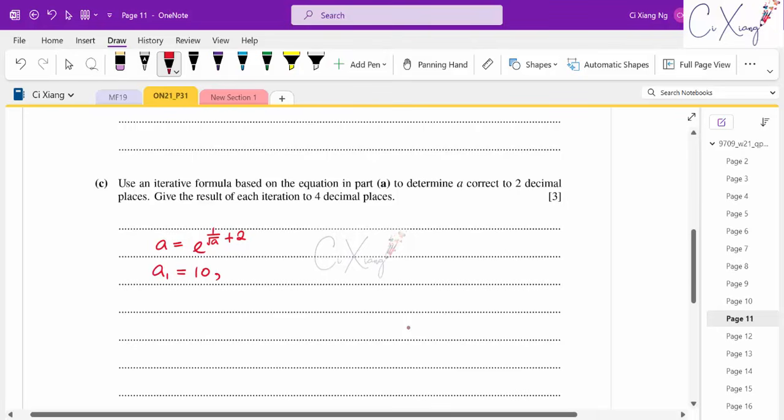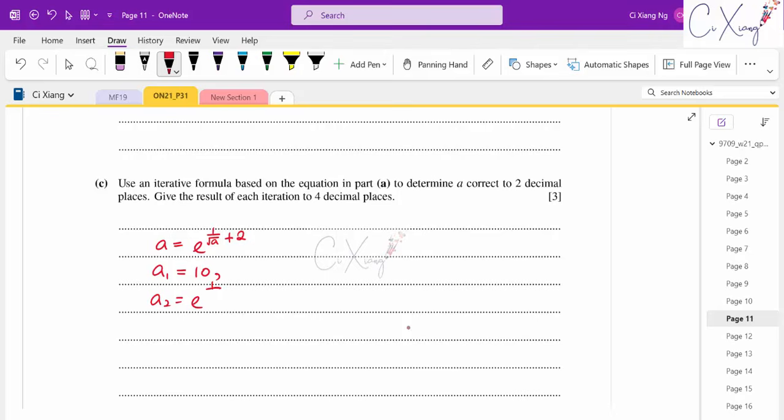So how to get the second value? To get the second value, basically you substitute your initial value into the iterative formula. So 1 over square root 10 plus 2. And then see what you will get when you press the calculator.